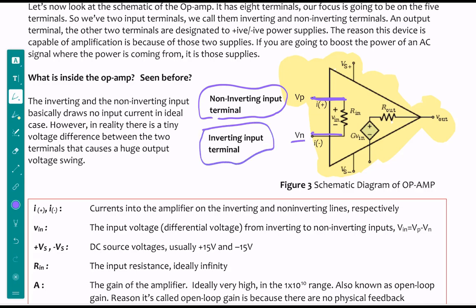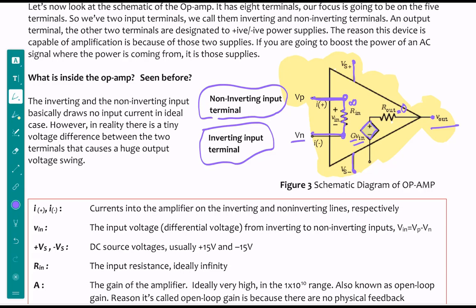Remember we learned that the input resistance needs to be very high, ideally infinity. Then we have this gain, this dependent source right here, which is basically gain times input voltage, the voltage over here at these nodes, that's VN, correct? And then R out needs to be 0, and this is your output voltage right here. Notice it also has these power supplies, Vs positive and Vs negative.